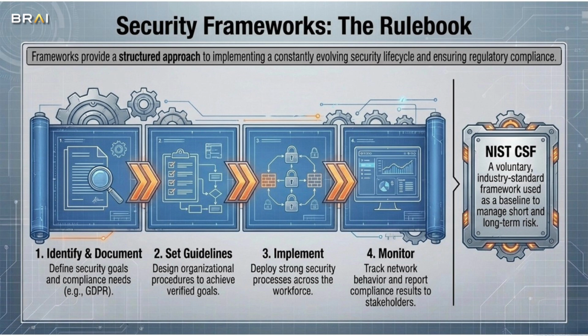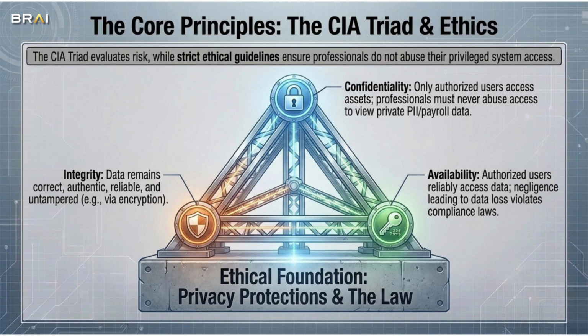A primary example is the NIST CSF, a voluntary, industry-standard framework used as a baseline to manage short-term and long-term risk. Every security evaluation rests on the CIA Triad combined with strict ethical guidelines. Confidentiality ensures only authorized users access assets. Security professionals must never abuse access to view private PII or payroll data. Integrity ensures data remains correct, authentic, reliable, and untampered with, often using encryption. And availability guarantees that authorized users have reliable access to data when needed, as negligence leading to data loss violates compliance laws.